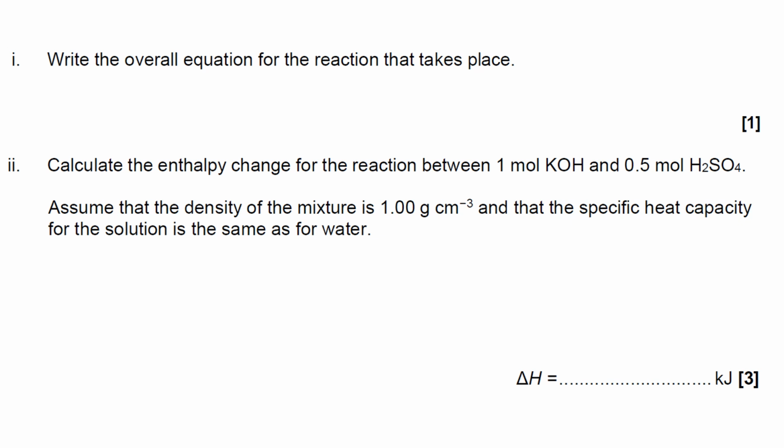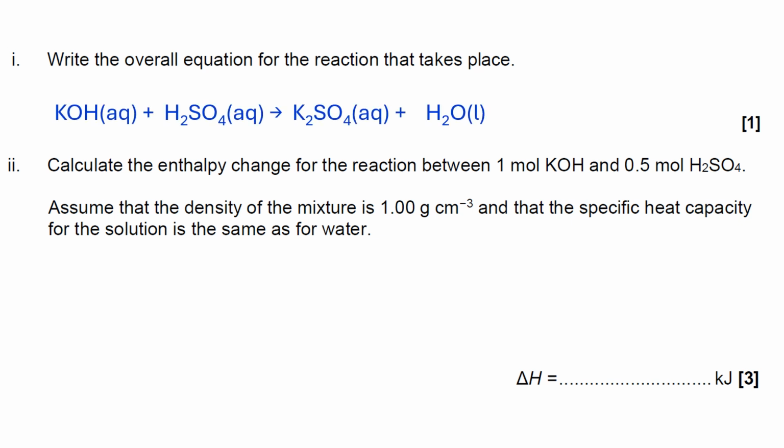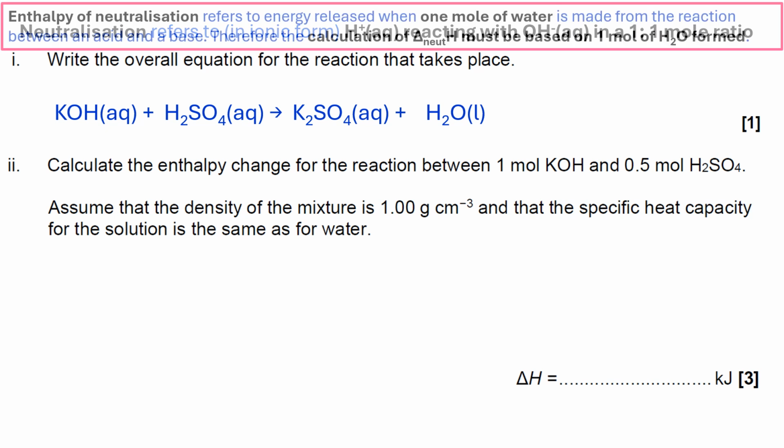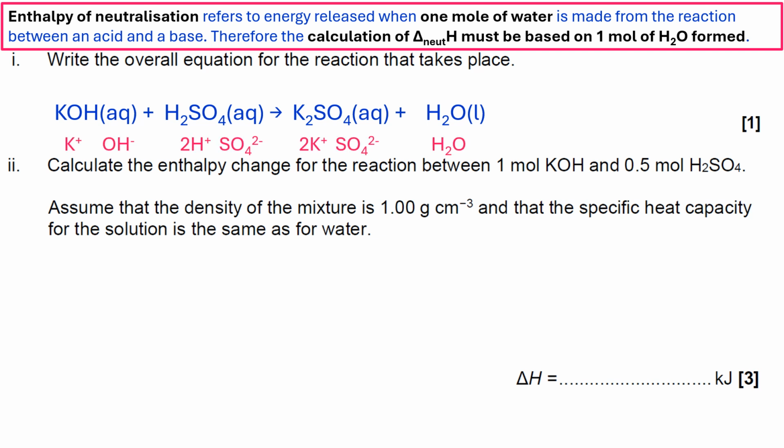They want you to write the overall equation for the reaction that takes place. So you start off by putting in the basic acid plus alkali gives you salt plus water. In ionic form, neutralization refers to H plus ions reacting with OH minus ions in aqueous solution in a 1:1 mole ratio to make water. So it's the energy released when 1 mole of water is made from the reaction between an acid and a base. The calculation of delta newt H must be based on 1 mole of H2O being formed.